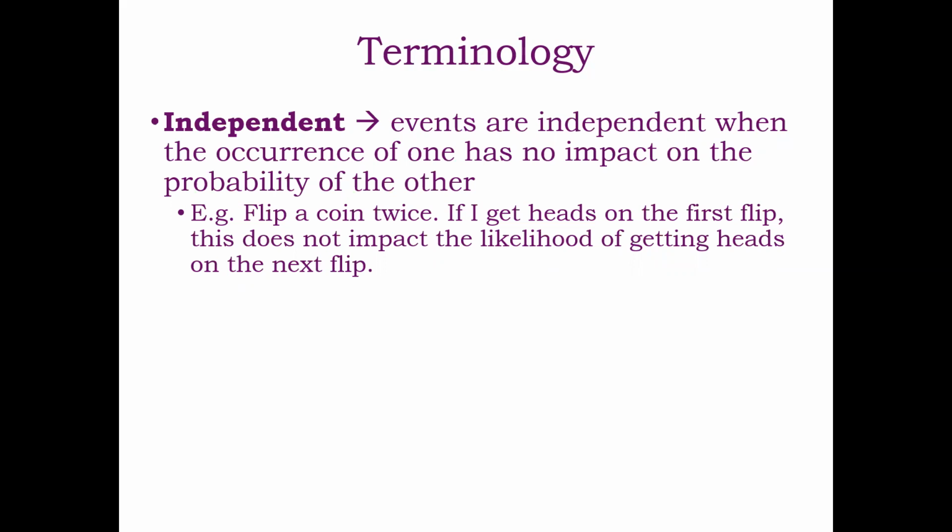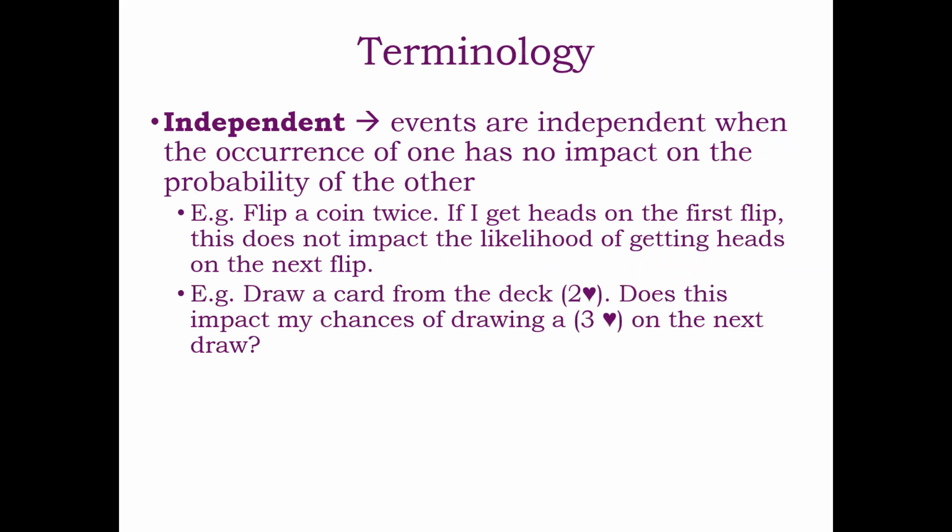It doesn't mean you're going to be more likely to get tails just because you've gotten heads 10, 20, 50 times. The next flip is totally independent. What about if you draw a card from a deck of cards and you get a 2 of hearts, like we talked about before? Does this impact your chances of drawing a 3 of hearts in the next draw?